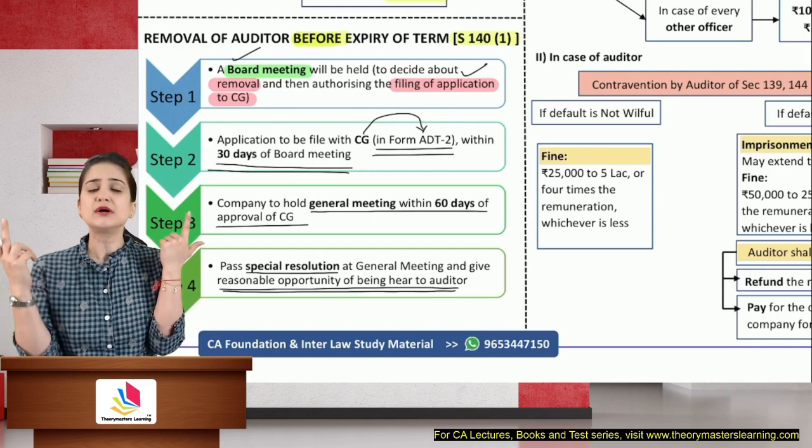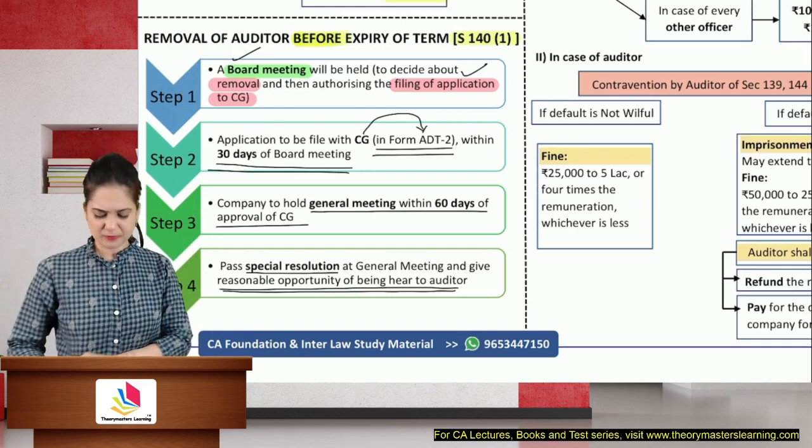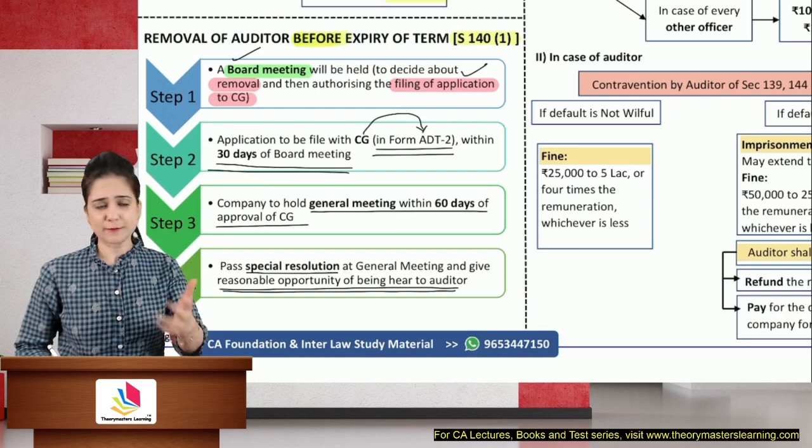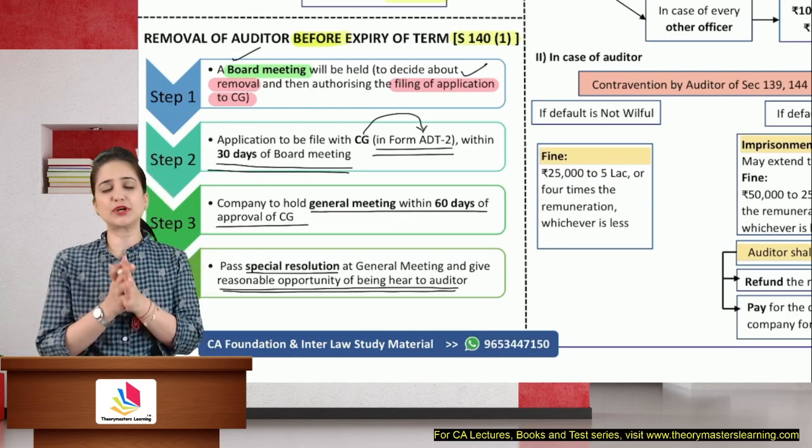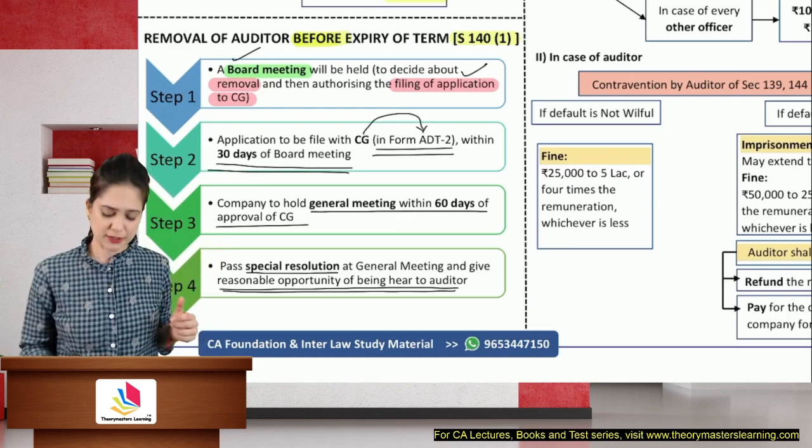We immediately called the general meeting within 60 days of approval. Pass a special resolution in the general meeting removing the auditor, but please give him an opportunity of speaking as to why he should not be removed.